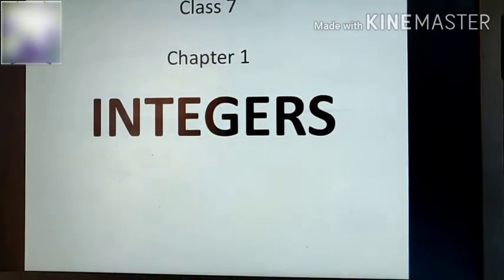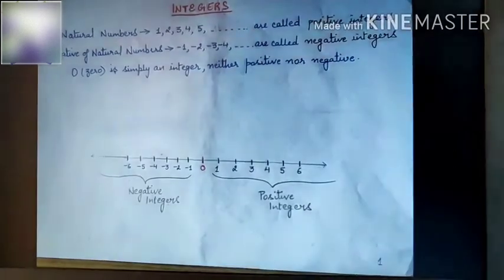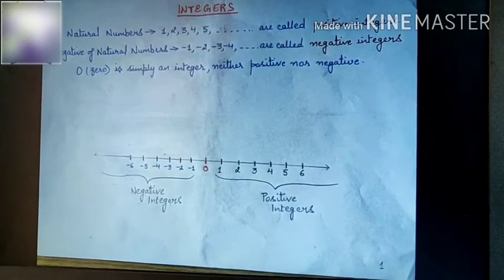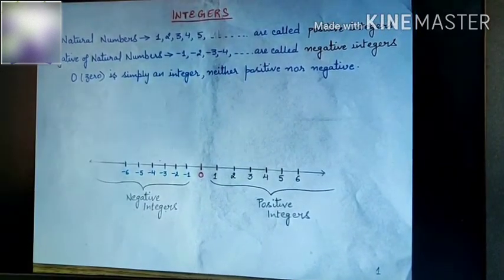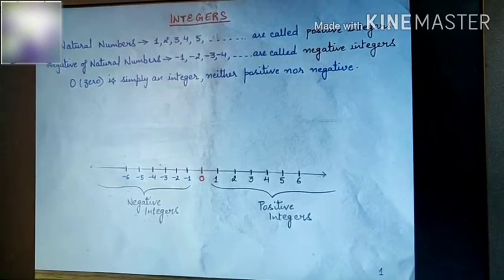So let us start class 7. First chapter is integers. First of all, let us discuss natural numbers. We all know what natural numbers are: counting numbers starting from 1, 2, 3 and so on.